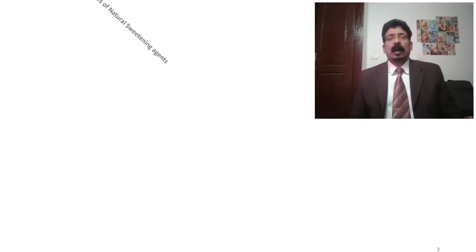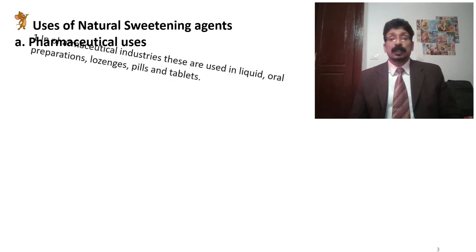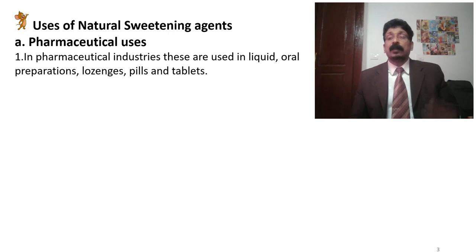And uses of natural sweetening agents in pharmaceutical uses. In the pharmaceutical industry, these are used in liquid oral preparations, liquid oral syrups, mixtures, suspensions, emulsions for child preparation, and various liquid oral preparations. We are using them as a sweetening agent in lozenges, pills and tablets.